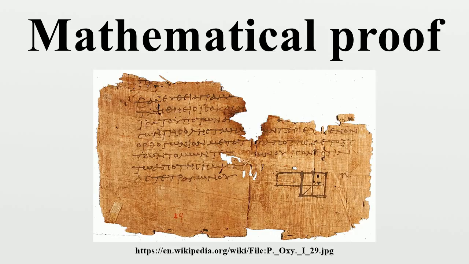Proof by contradiction. In proof by contradiction, it is shown that if some statement were true, a logical contradiction occurs. Hence the statement must be false. A famous example of proof by contradiction shows that the square root of 2 is an irrational number. Suppose that the square root of 2 were a rational number, so by definition it equals a over b where a and b are non-zero integers with no common factor. Thus, squaring both sides yields 2b squared equals a squared. Since 2 divides the left-hand side, 2 must also divide the right-hand side.